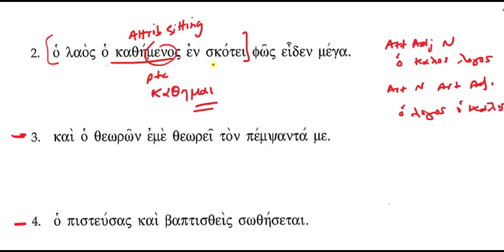How would you translate that in better English? The people sitting in darkness, or the people who are sitting in darkness, or the people who were sitting in darkness. Depends on your context. And then that's going to be the subject. It's nominative case. What did they do? My verb's here. Eidon, they saw, right? Phos, how's that functioning? That's my direct object. It's accusative, singular, neuter, and so its neuter and nominative form are identical. Saw a light, and then mega is also accusative, singular, neuter, all right? So it's modifying phos. So the people sitting in darkness saw a mega phos, a great light. Okay?